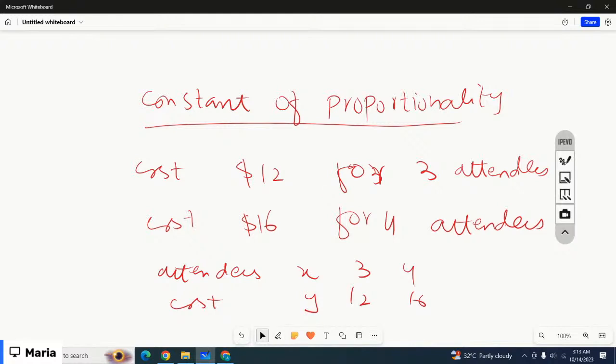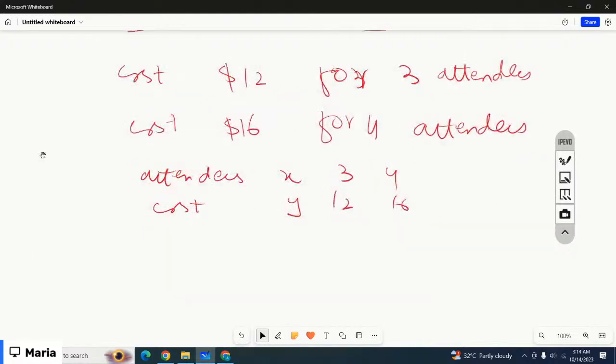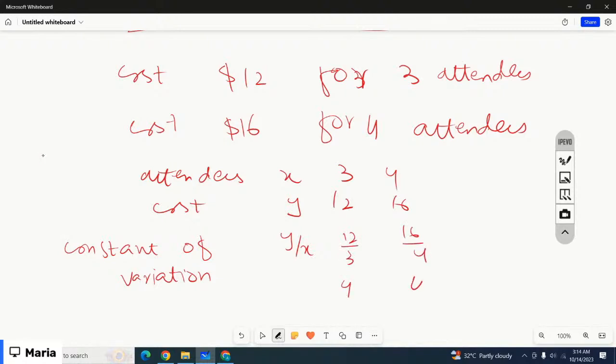So you can calculate the constant of variation or constant of proportionality. Constant of variation and constant of proportionality, they both are exactly the same. You have to do y over x, right? That would be 12 over 3 and 16 over 4. So 3 times 4 is 12 and 4 times 4 is 16. You can see the ratio is always constant, right? That is 4. That means the constant of proportionality is 4. The cost is $4 per attendee, right? That's how you can calculate the constant of variation for the different relationships.